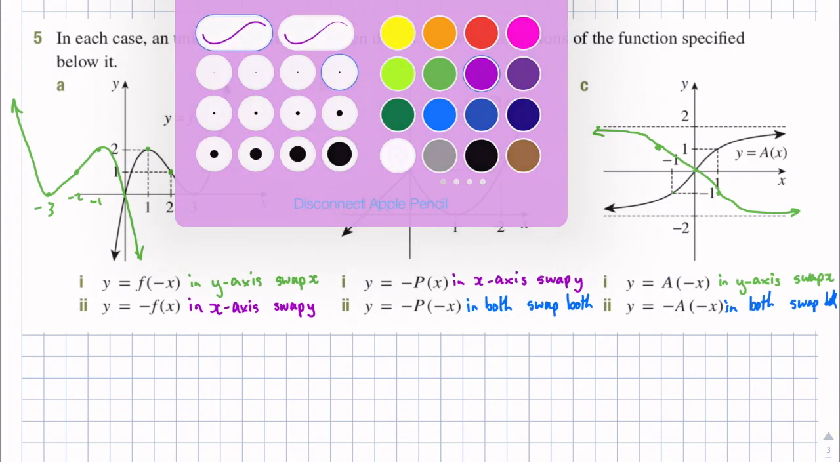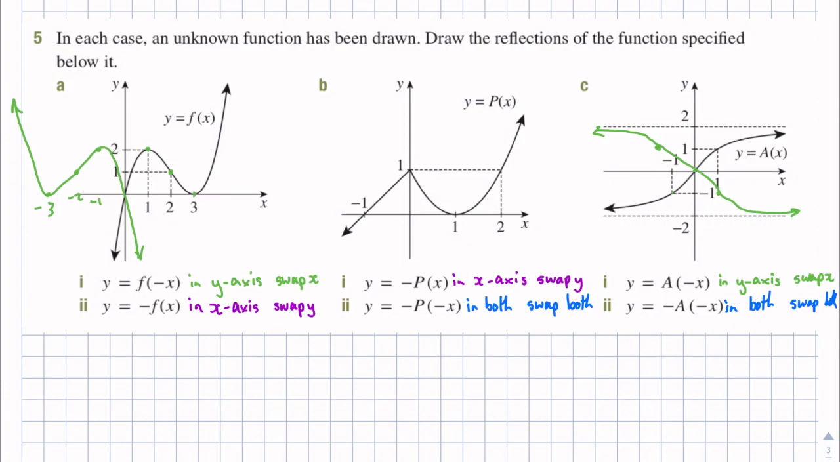Okay, now let's have a look at swapping in the x-axis. This is where we're turning it upside down. So here, this one, instead of being positive 2, we're going to go down to negative 2. Instead of being positive 1, we're going to go down to negative 1, 0. So here, we've now got like that.